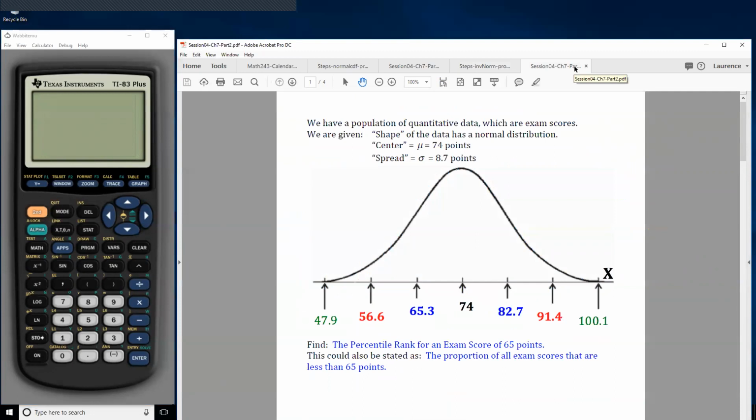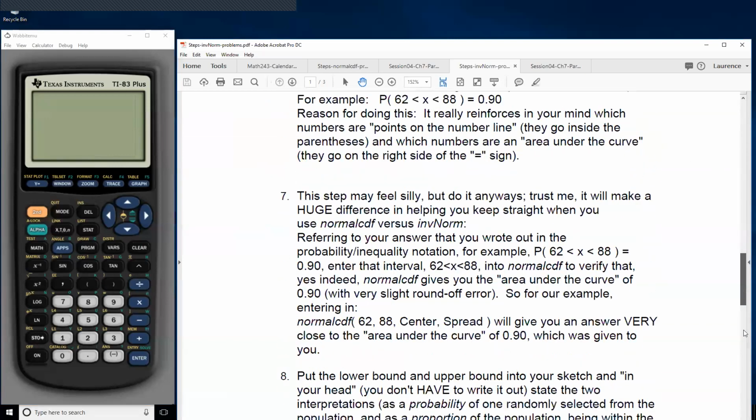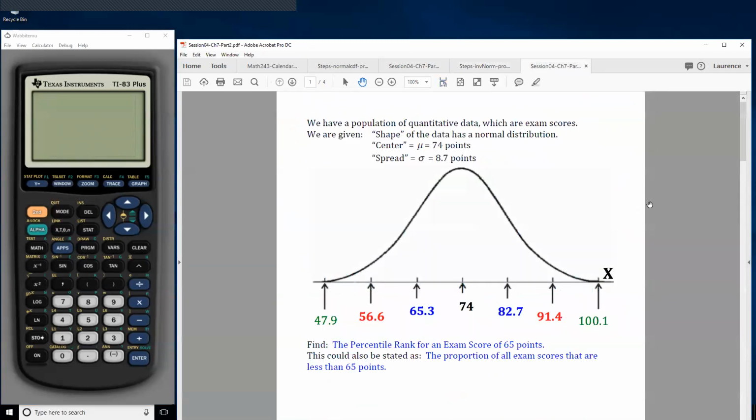Now, what I'm going to say is, we don't know what's coming next. Oh, isn't it going to be inverse norm? Maybe it is. Maybe it isn't. I want you to think about this. What did they give us? And then I'll know what to use. So let's read carefully. So we got the shape, center, and spread.